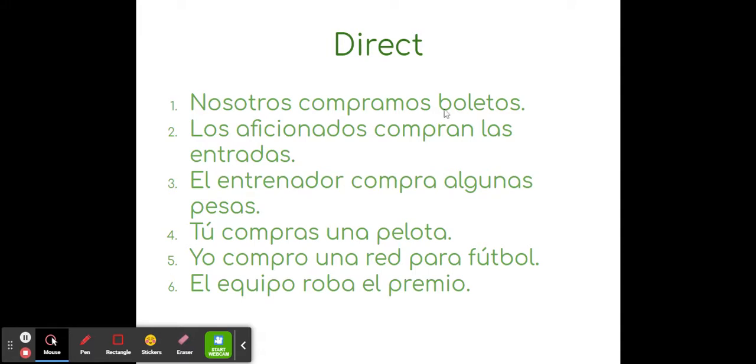Nosotros compramos los boletos. This should also help reading some of our vocab words too. Boletos are items, so boletos is a direct object. Los aficionados compran las entradas. Entradas are an item, so direct object. El entrenador compra algunas pesas. Pesas are an item, direct object. Tú compras una pelota. Pelota's item, direct object. So direct object, typically an item at the end of a sentence in Spanish.